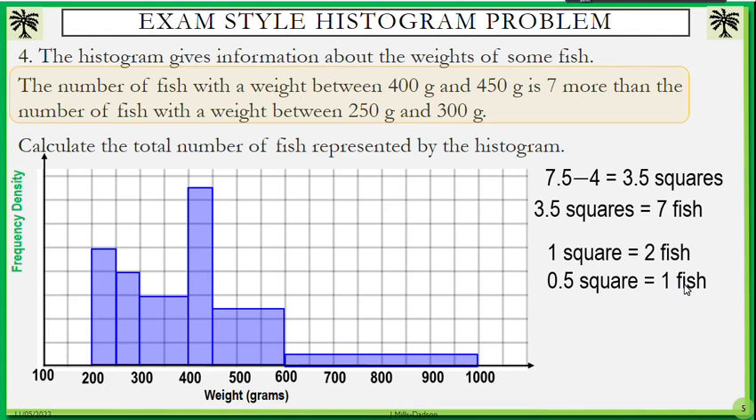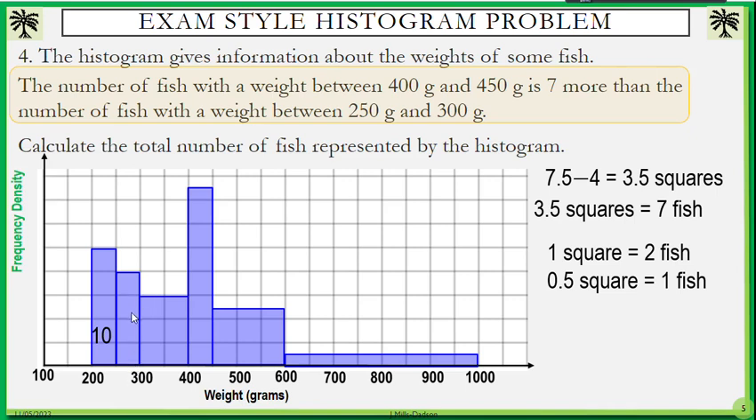Now, with this, you can either begin to count all the squares and multiply by 2 fish per square, or you work them separately. I would prefer you go separately so that you understand and don't make a mistake. 1, 2, 3, 4, 5 squares, so 5 times 2, because 1 square is 2 fish, that will give me 10. Do the same for all the squares.